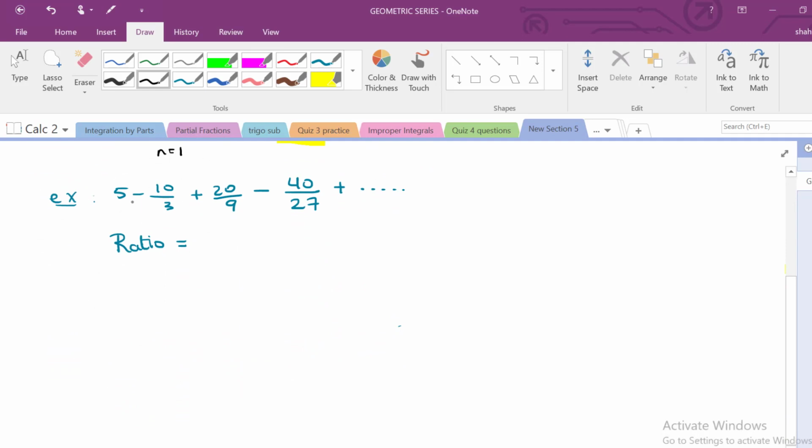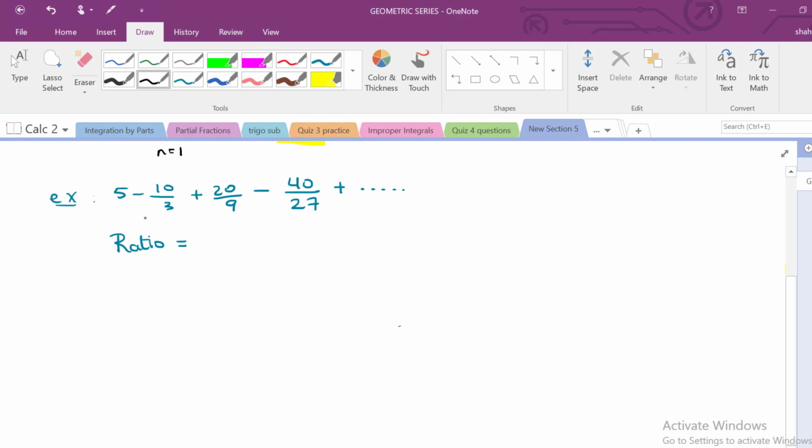So over here, this is an alternating series, but we can talk about that later because it goes from positive, negative, and so on. We're given four terms over here, and we want to find the sum and whether this series converges or diverges. So we need to find two things. We need to find the ratio and we need to find the sum.